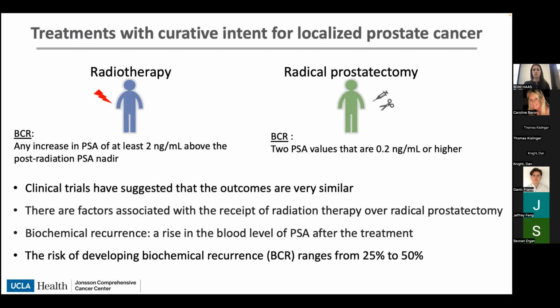But unfortunately, although the two methods are effective to treat patients, there is a risk of developing biochemical recurrence, BCR. It is defined as a rise in the blood level of PSA after one of the treatments. The risk of developing BCR is about 25 to 50%, which is a lot. And unfortunately, BCR is associated with aggressive disease, more chances for metastases, and higher mortality rates. As you know, our study focuses on radiotherapy. And after radiotherapy, one of the risk factors for developing BCR is radioresistance.